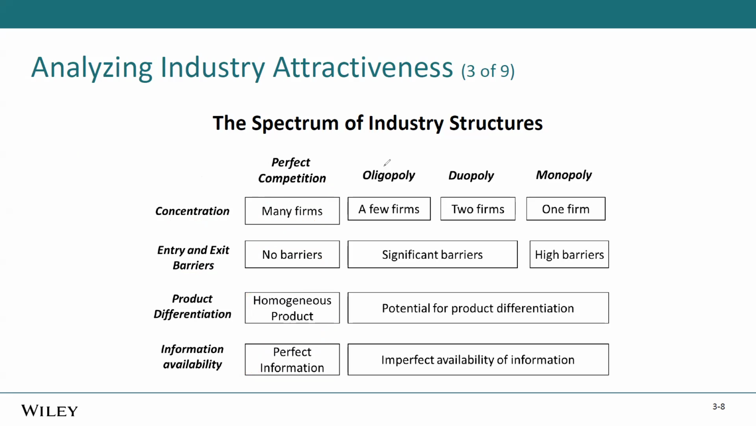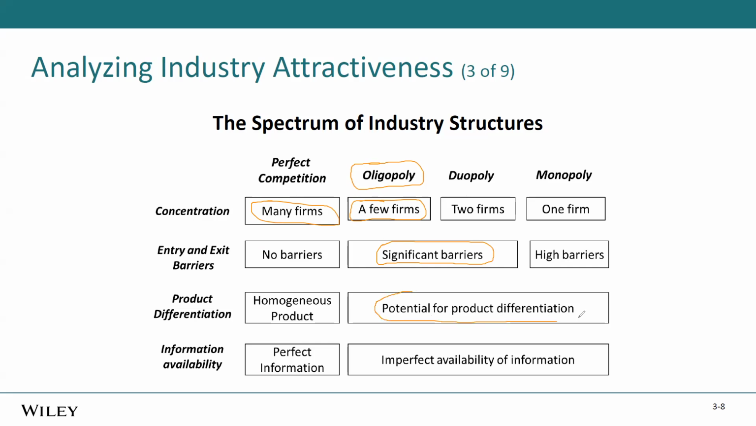Oligopoly now means few firms, kind of like the word oligarchy, which means rule by the few. In an oligopoly, we have a few firms. It's not none, but it's not perfect competition. It's not many either. Now we have, well, something's keeping perfect competition from happening. So we're assuming there are some entry barriers that are preventing other firms from entering the industry.